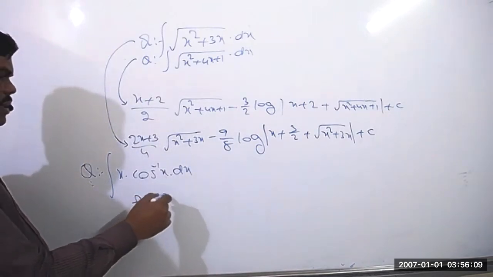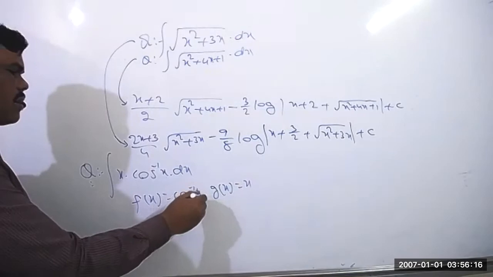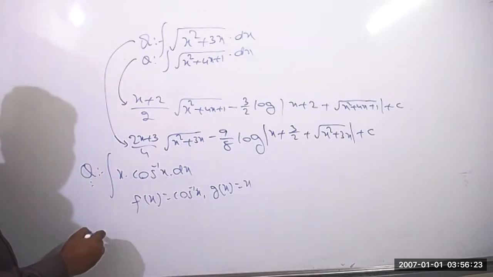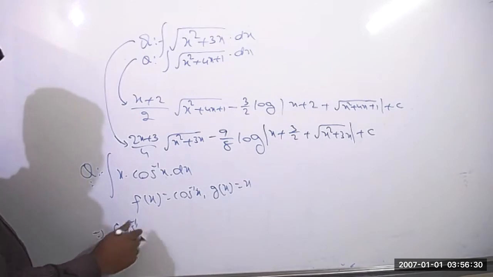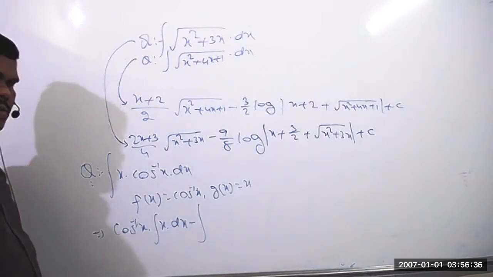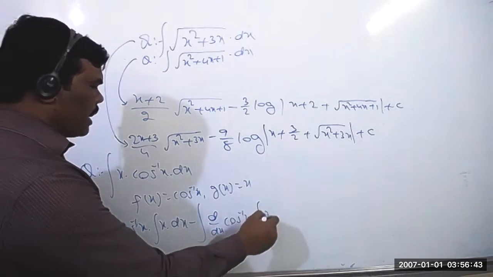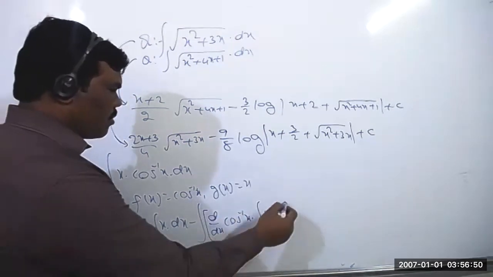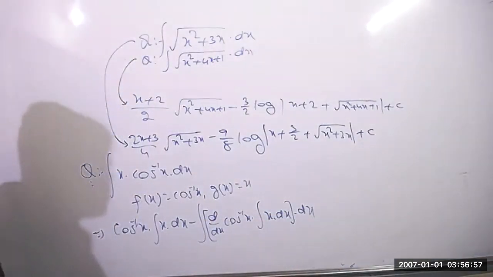Suppose you take f of x equal to cos inverse of x and g of x equal to x, because we can't take cos inverse of x as g of x; we don't have any formula for its integration. So apply: f of x into integral of g, that is cos inverse of x into integration of x dx, minus integration of d by dx of cos inverse of x into integration of x dx, whole into dx. Now we can find it.